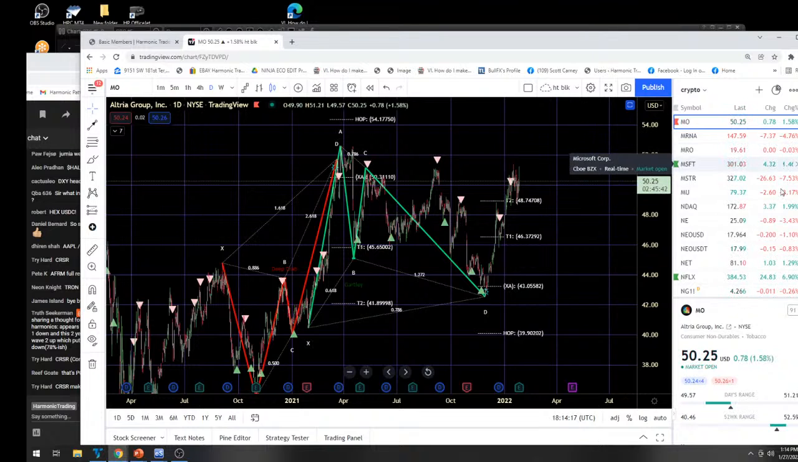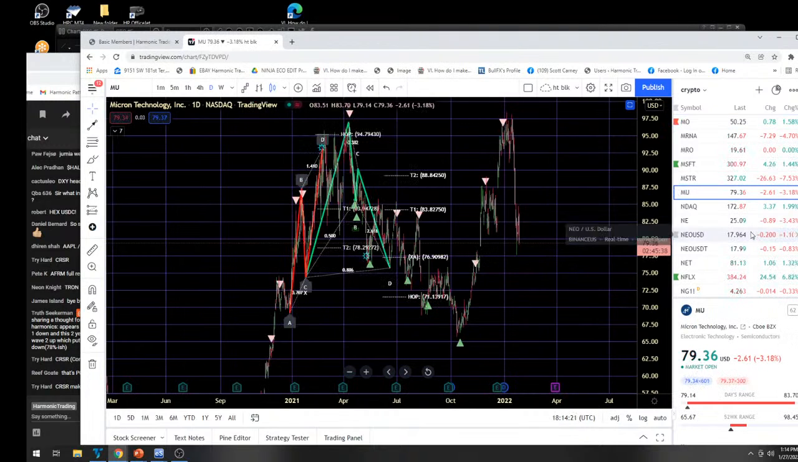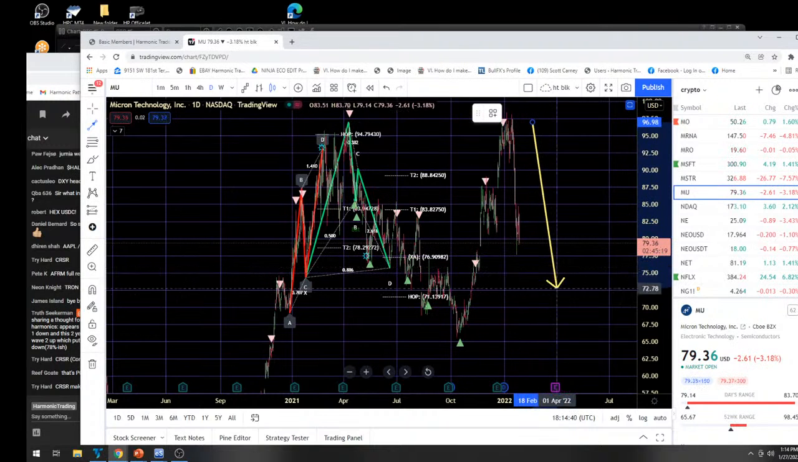Keep an eye on all of these. One more I wanted to outline is Micron Technology, which was a big type 2 retest on the ABCD, big double top. The only support that we have on Micron is coming back, retest this zone, minimum 76, if not as low as 71.